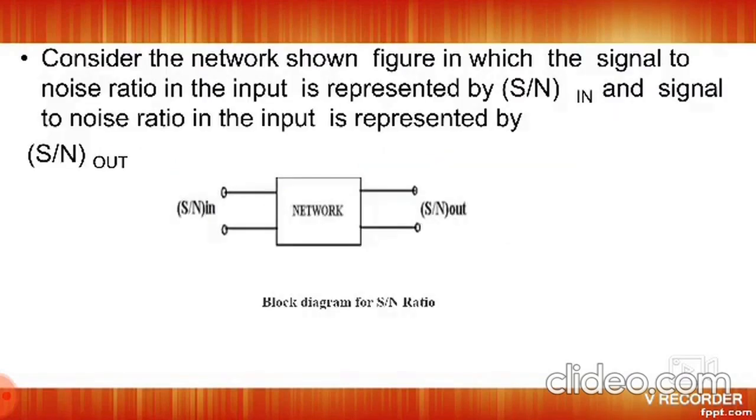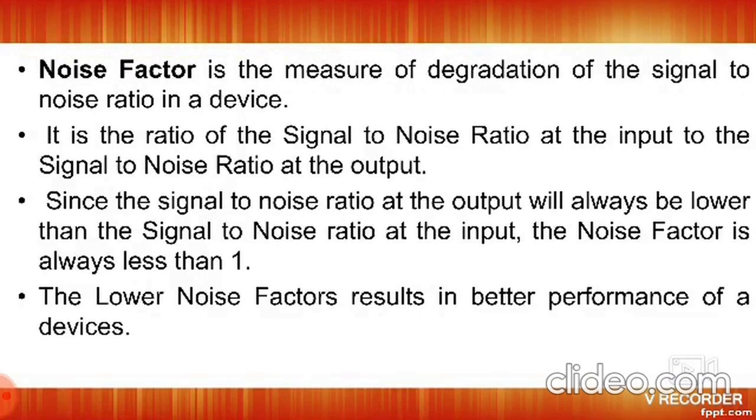Consider one network having an input signal to noise ratio and an output signal to noise ratio. Input signal to noise ratio is represented as S by N input, and output signal to noise ratio is represented as S by N output. Noise factor is the measure of degradation of the signal to noise ratio in the device. Simply, we can divide the ratio of input signal to noise ratio to the output signal to noise ratio.